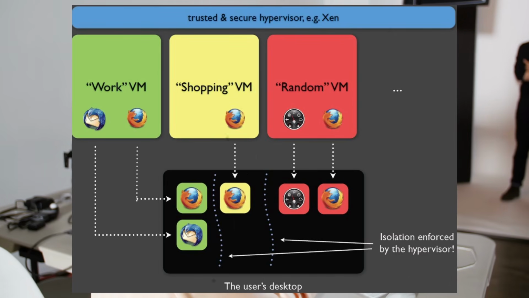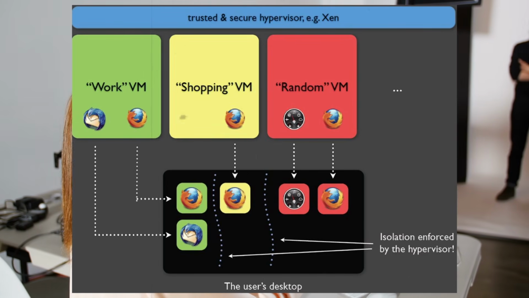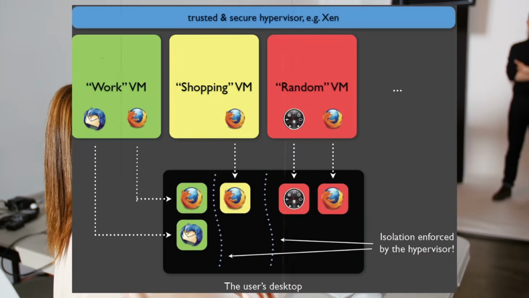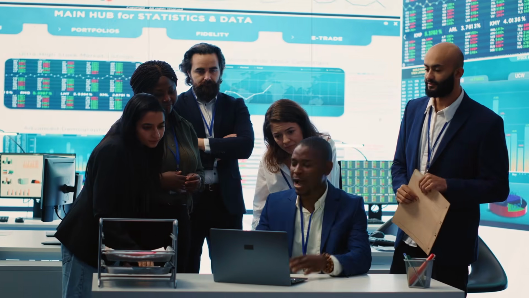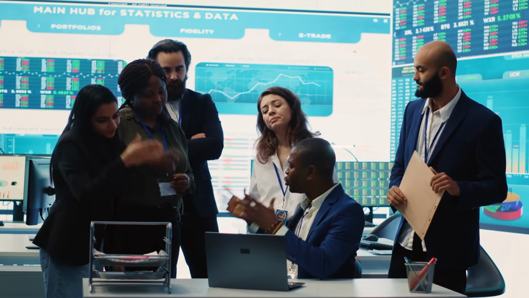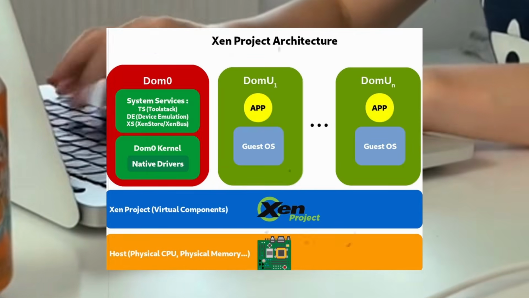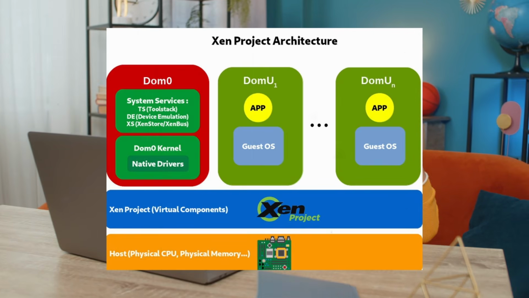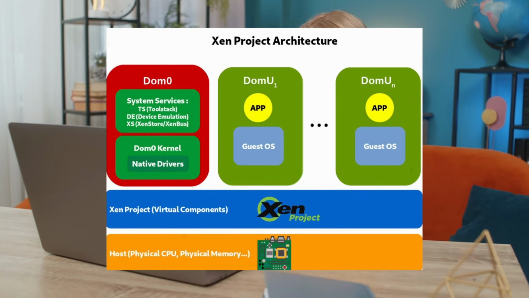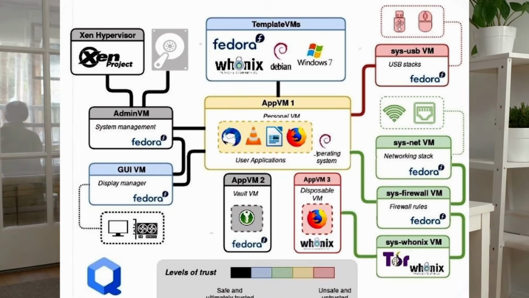If malware infects the browser cube through a malicious link, it cannot reach the email cube, cannot reach the banking cube, cannot reach the files. The compromise stays contained. The underlying architecture runs on the Xen hypervisor. The administrative core of the system, known as DOM0, has no internet access by default. A network attack cannot reach the management layer directly.